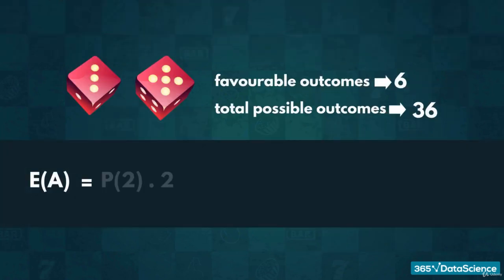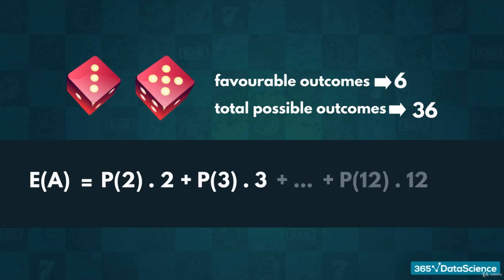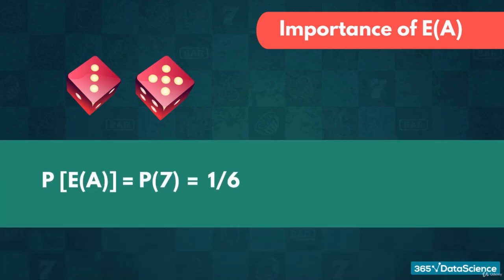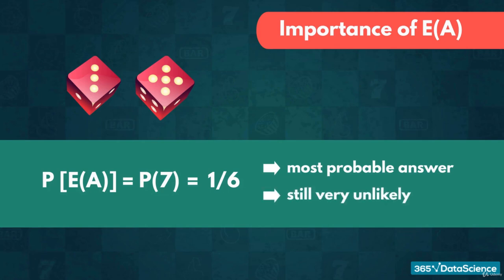If we do so, we are going to get the expected value, which ends up being 7. But how important is this value if the probability associated with it is only 1/6? The sum being equal to 7 might be the most probable answer, but it is still very unlikely to occur. Thus, we cannot reasonably bet on getting a sum of exactly 7.